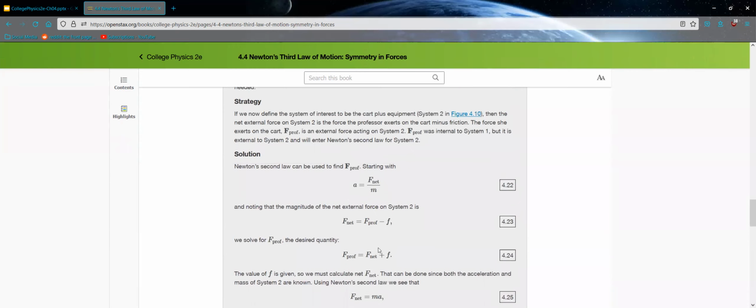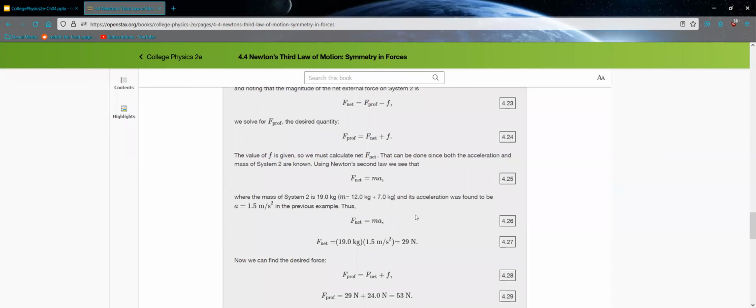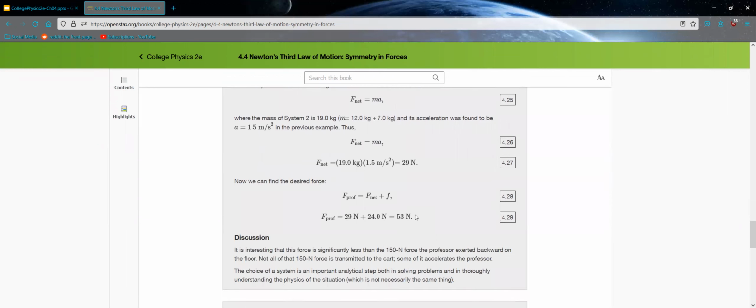So the net force is equal to the force of the professor minus the friction. Therefore, the force of the professor, rearranging the equation, is equal to the net force plus the friction. We know the net force is F equals ma, and we can calculate that because we just figured out a. So plug and chug everything back out. The professor is exerting 53 newtons of force to push the cart.